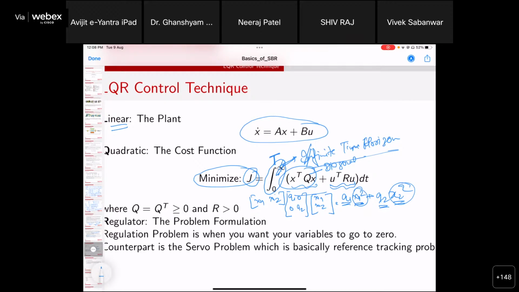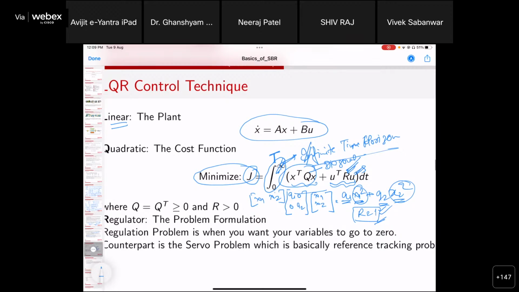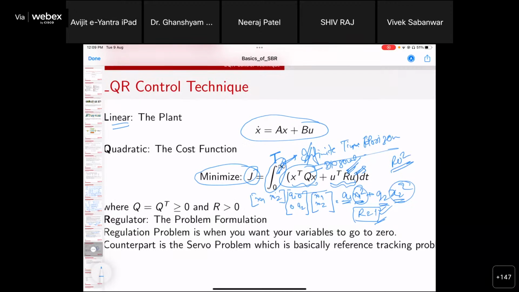Similarly, U transpose RU. If you have multiple inputs... usually in our self-balancing robot, we have a single input system. So we take R as 1, or you can take any value of R, which is a scalar right now, but if you have 2 or 3 inputs in the system, then this R can also become a matrix. Here in our case, we are taking R as a scalar 1, simple, plain. So it will become RU squared. Again, it is quadratic. So it is a summation of quadratic functions. That's why it is called the quadratic cost function. We have to minimize this particular thing.